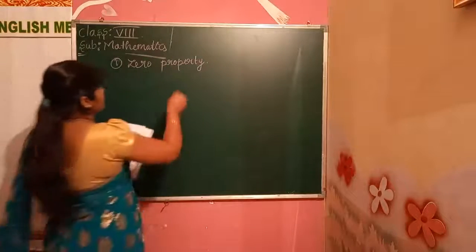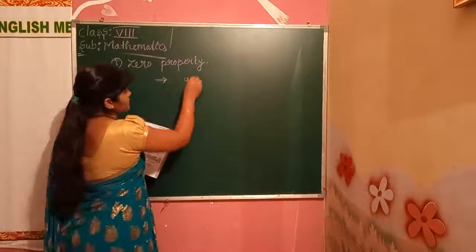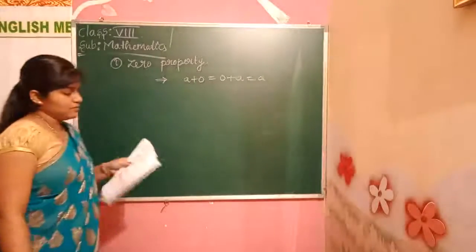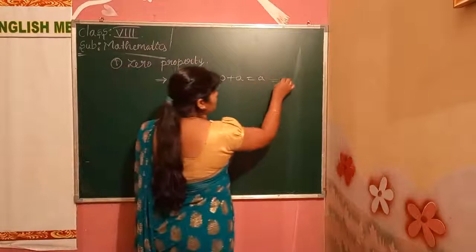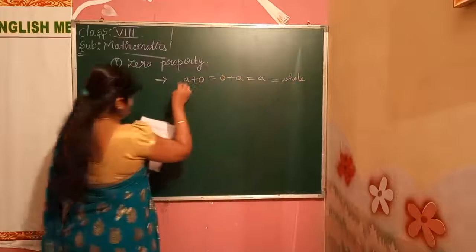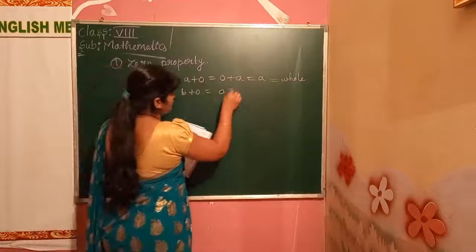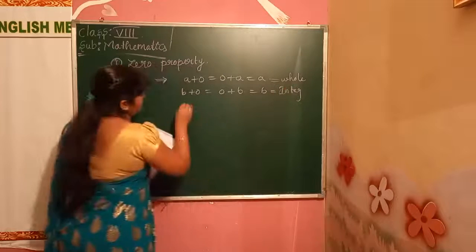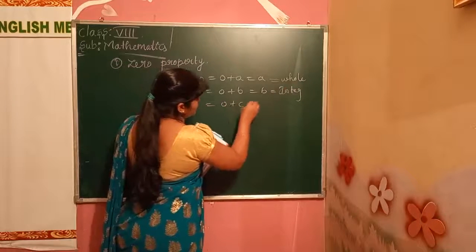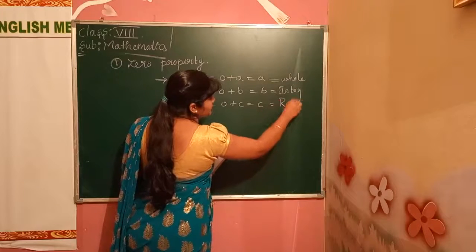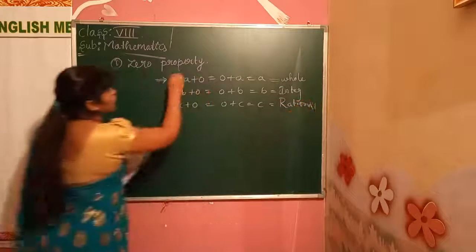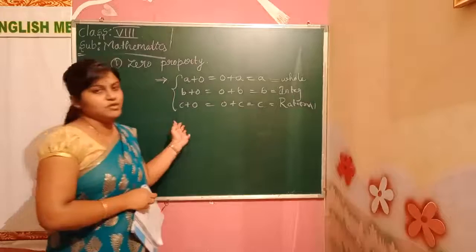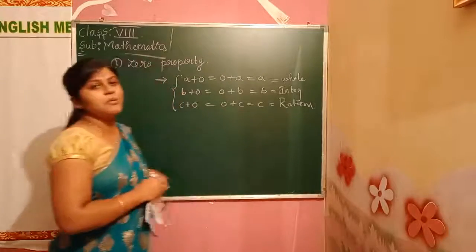In statement form, I will tell you: a plus 0 is equal to 0 plus a is equal to a. This is the property of whole numbers. b plus 0 is equal to 0 plus b, we get b. This is in integers. c plus 0 is equal to 0 plus c is equal to c. This is for rational numbers. So the property holds for all three: in the whole numbers, in the integers, and in the rational numbers also. Which property holds, children?